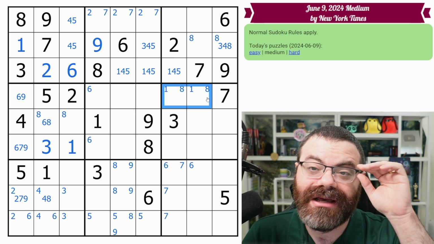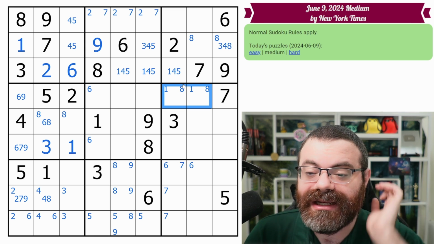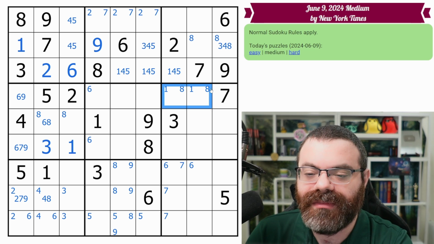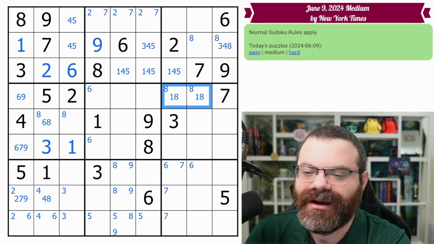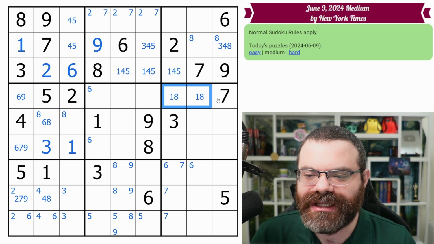Now this is another thing I talk about again in the video that I linked. This is a hidden pair. When we have 2 overlapping quarter marks, what this is saying is that the 1 is limited to these two, and the 8 is limited to these two. That is a hidden pair. Nothing but 1 or 8 can go in those two cells.